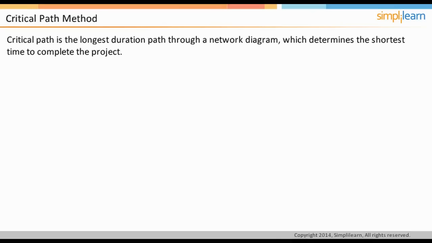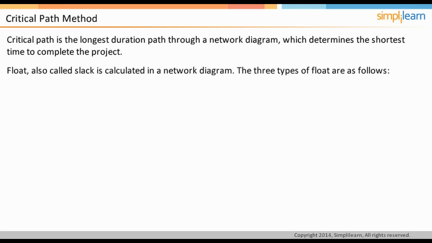Critical path is defined as the longest duration path through a network diagram, which determines the shortest time to complete the project. Float can be considered as a buffer time available to complete an activity. Float is calculated once the network diagram is ready. It is also called slack. There are 3 kinds of float.